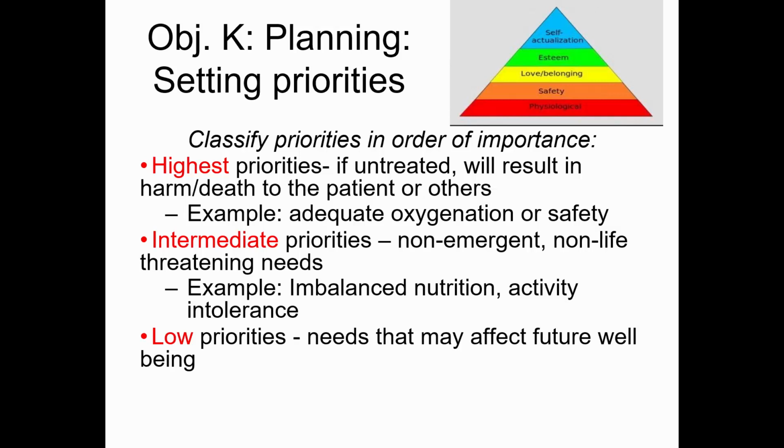Intermediate priorities are then addressed next. These are things that aren't life or death, but they really should be attended to, such as imbalanced nutrition. And then low priorities can affect the patient's future, but aren't necessarily pressing, so they should be addressed last.